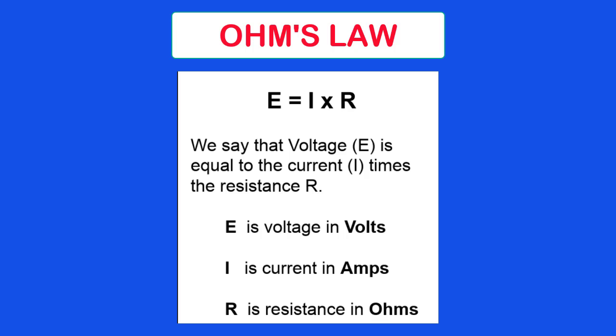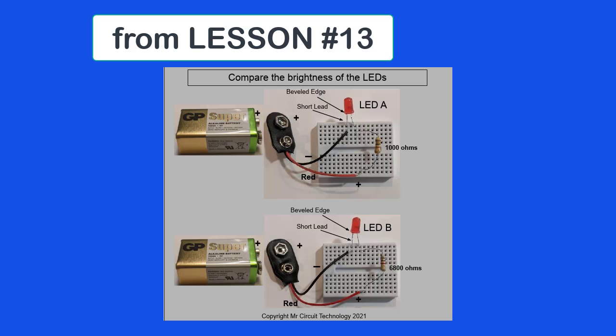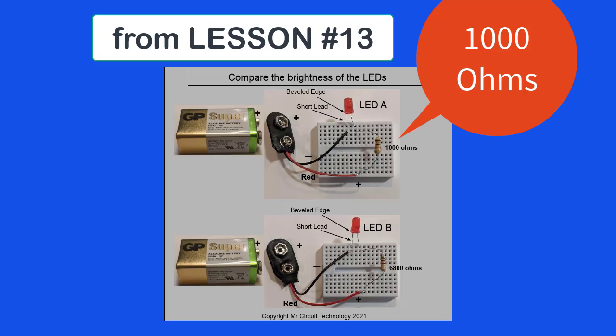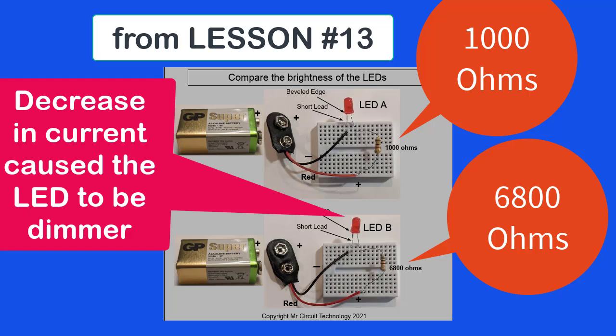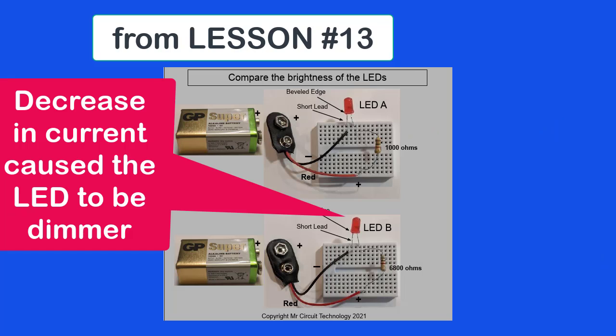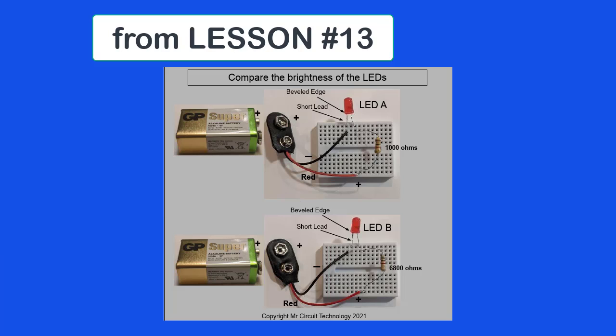This is what happened in Lesson 13. When we increased the resistance from 1,000 ohms to 6,800 ohms, the amount of current flowing decreased, and the decrease in current through the LED caused the LED to be dimmer. This relationship is what we call Ohm's law.